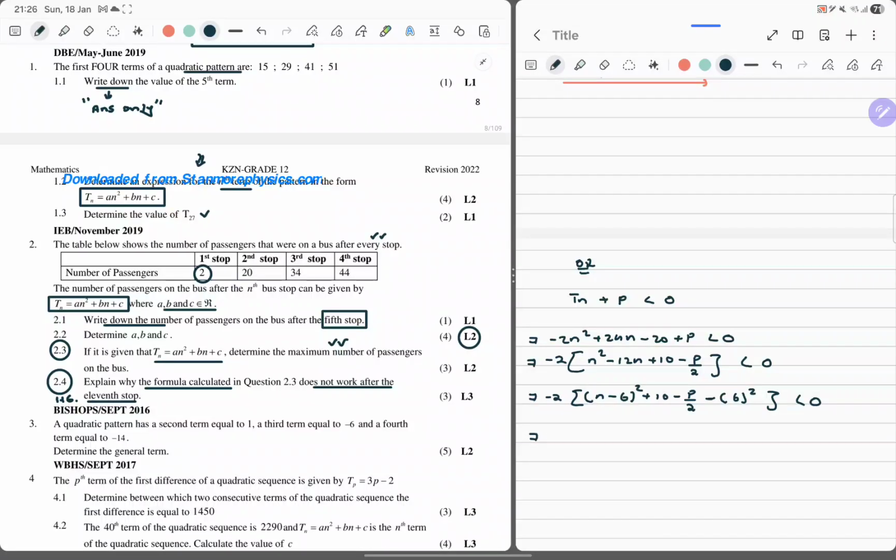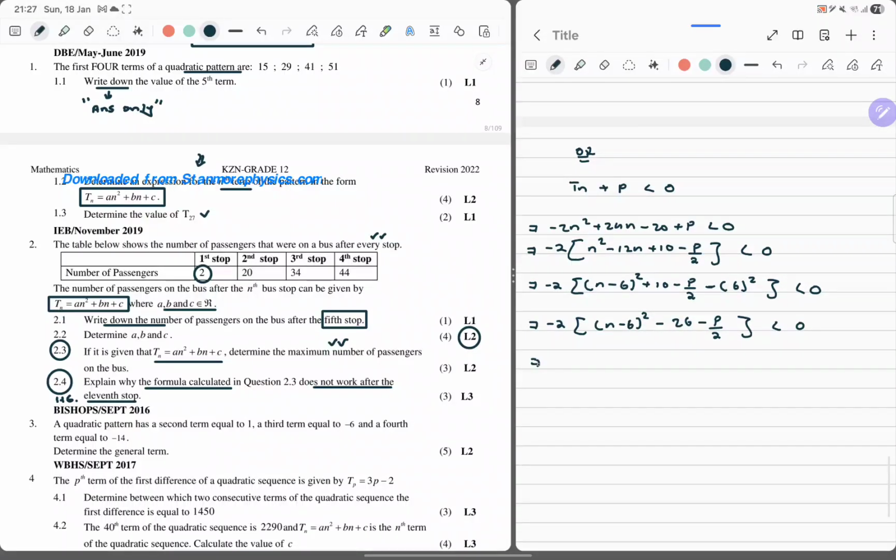So this implies that we've got minus 2 into n minus 6 all squared. Then we sort this out. This is 36 minus 10. It gives us minus 26 minus p over 2. Okay, we leave this one alone. Less than 0. Then we redistribute our 2. So we get minus 2 into n minus 6 all squared. This one we will get 52 plus p less than 0.